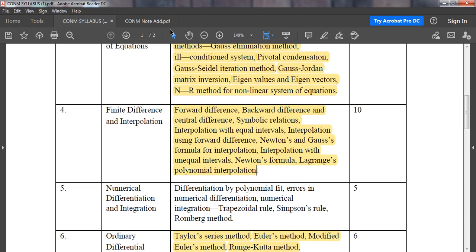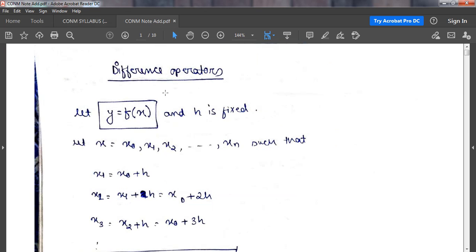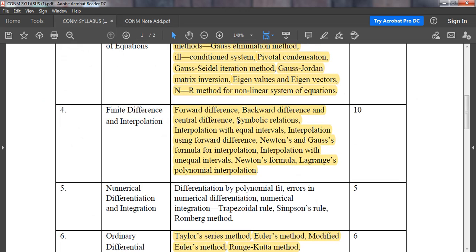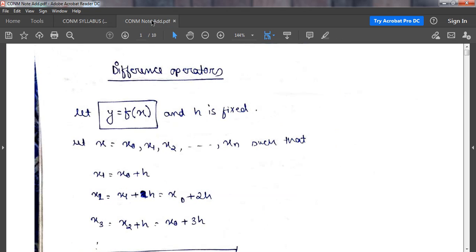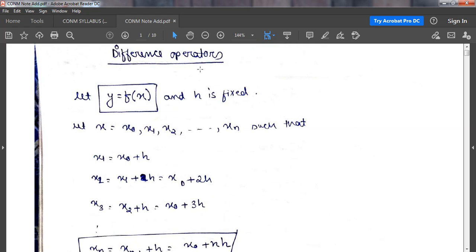module. So let's start. Before we can begin, we need to understand what the symbols are. There will be a few symbols that will be used in order to calculate and find the desired values. So let's see what difference operators are available.